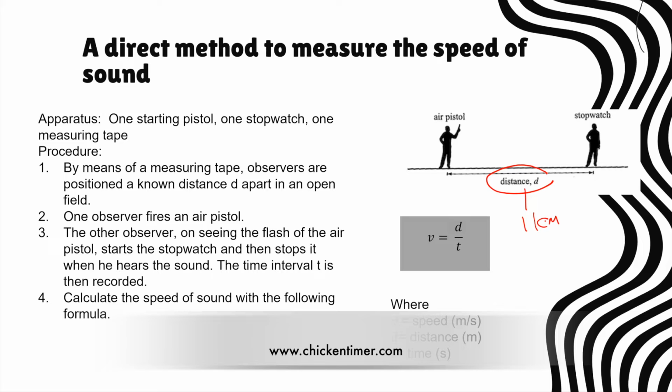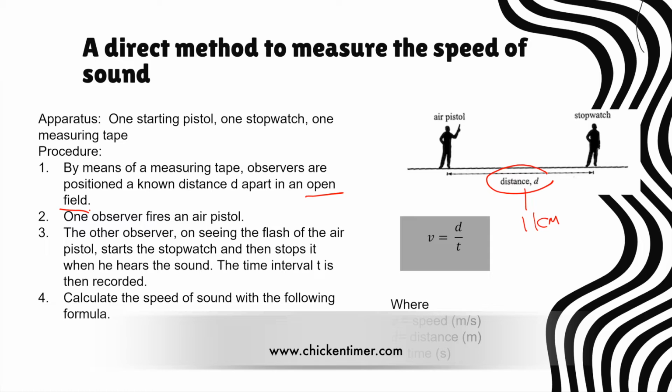So you have to have an open space with no buildings, and that space must be very big. Then you place the two people at the ends of that flat land, preferably with a distance between them of about 1 kilometer. You take a measuring tape and, by means of the measuring tape, position the two observers in the open field. You cannot have buildings in between because there will be reflection of sound.